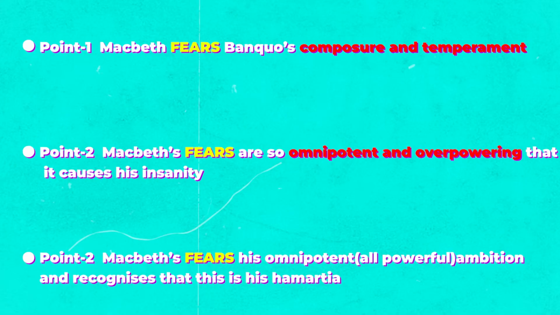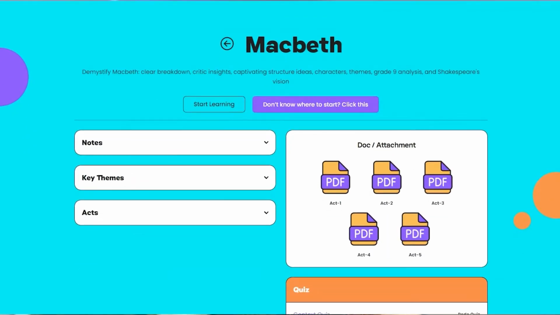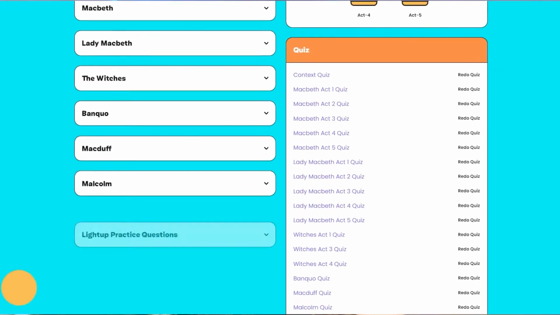So we can see here, these are really three clear, really different points. And on the Light Up Hub, we give you all of these different points, and we give you the analysis that goes with it and the structure, of course. But you want to make sure you have three separate points going into the exam.